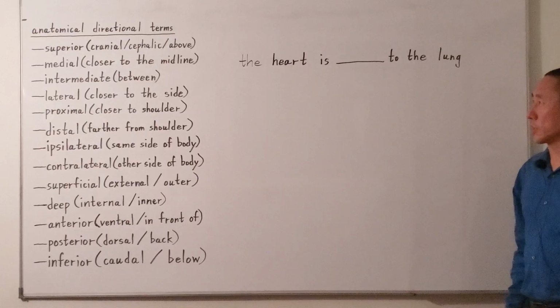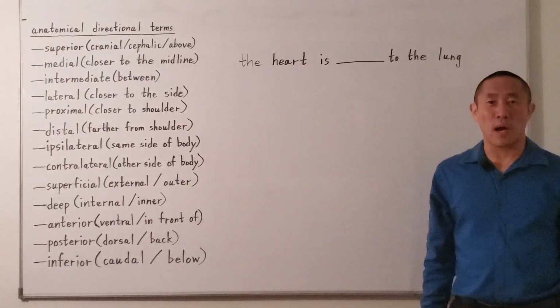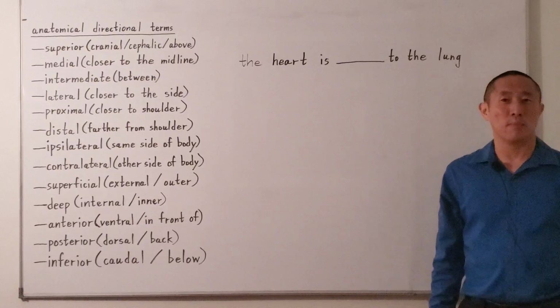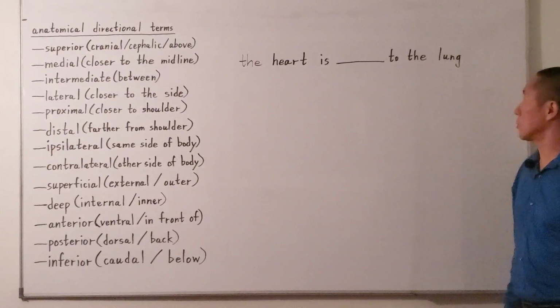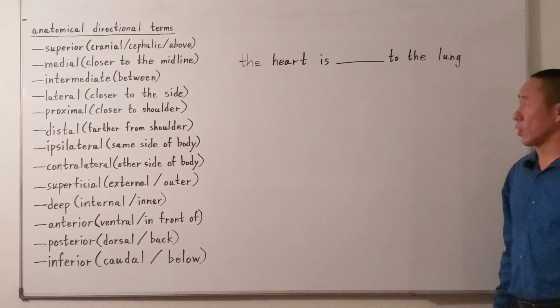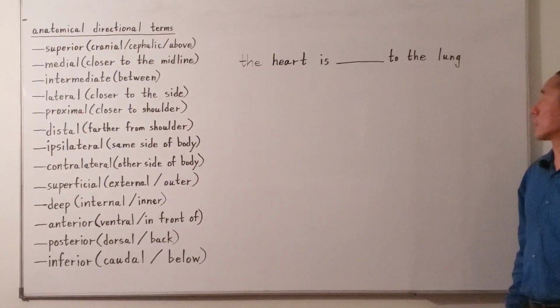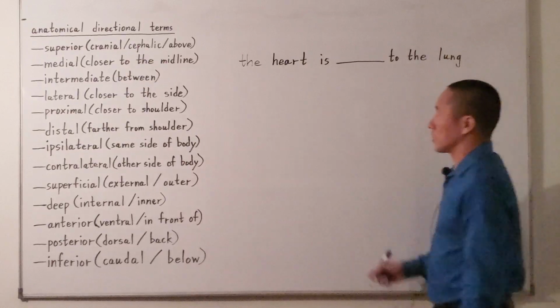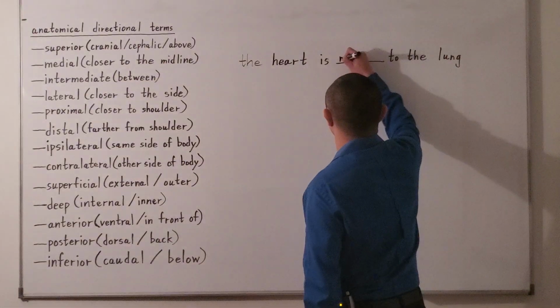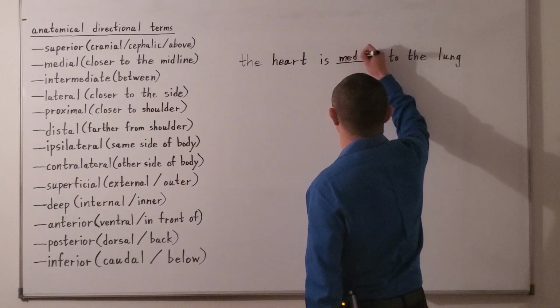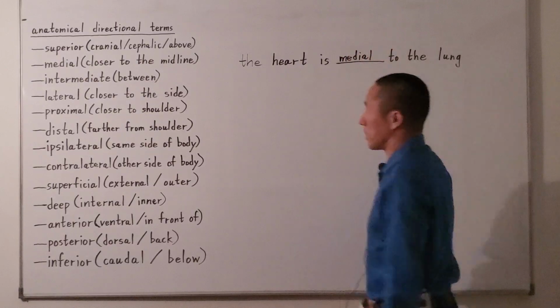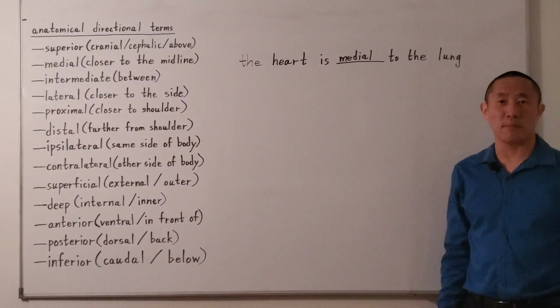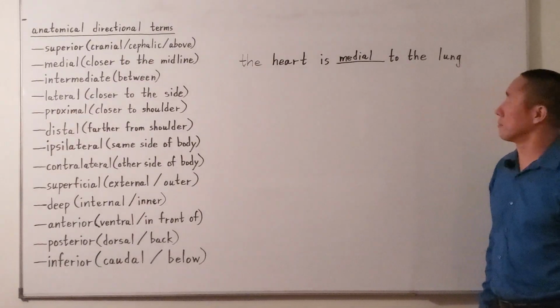The heart is obviously closer to the midline of the body as compared to the lungs. So we know that the heart is closer to the midline compared to the lungs. In that case, we can just use the term medial, because closer to the midline of the body means medial. So you can write down medial in this case.